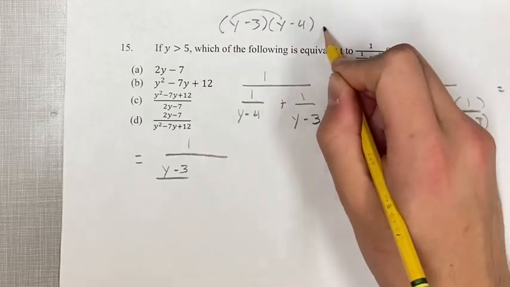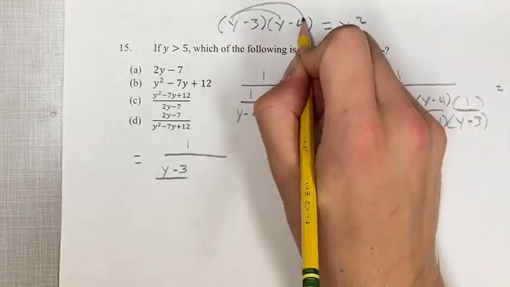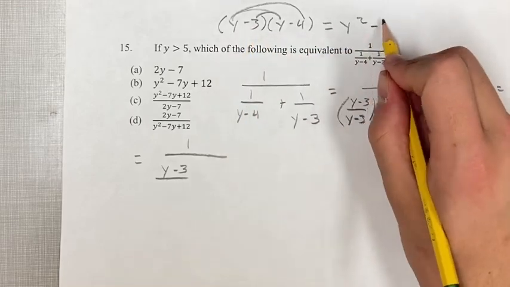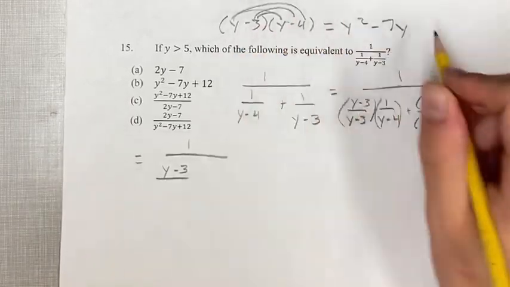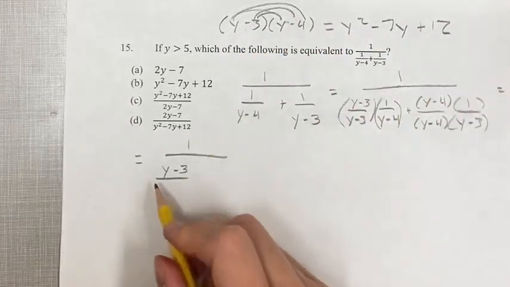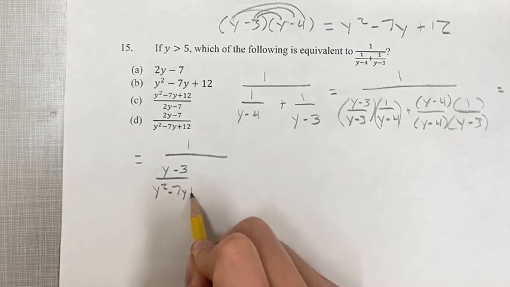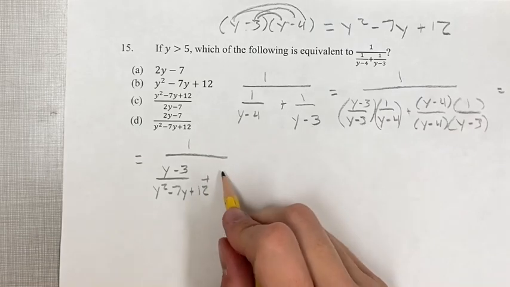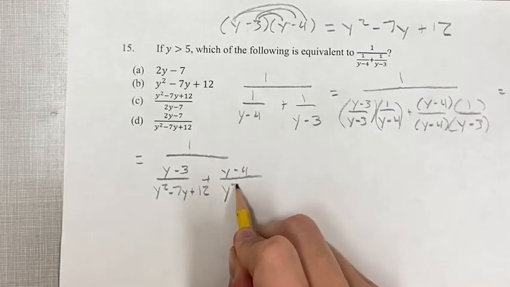Using distribution, we have y squared minus 4 times y minus 3 times y. Negative 3 minus 4 is negative 7y. Then negative 3 times negative 4 is plus 12. This is plus y minus 4 times 1 is y minus 4 over the same denominator.